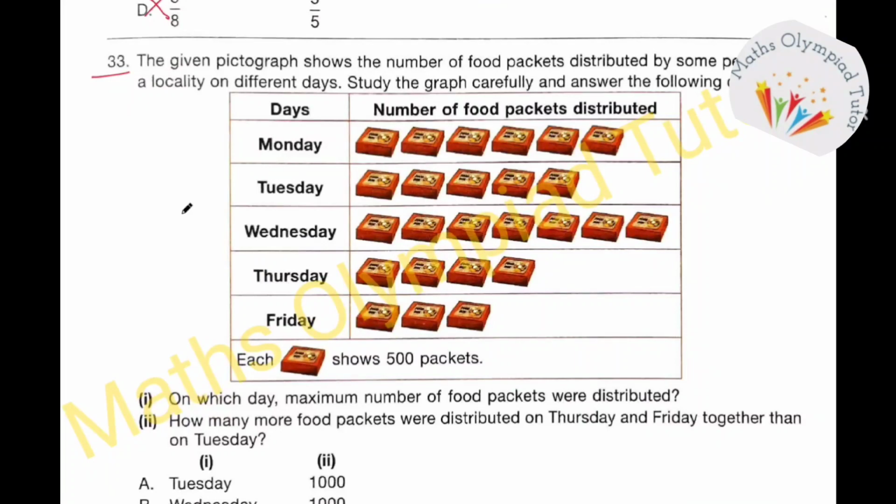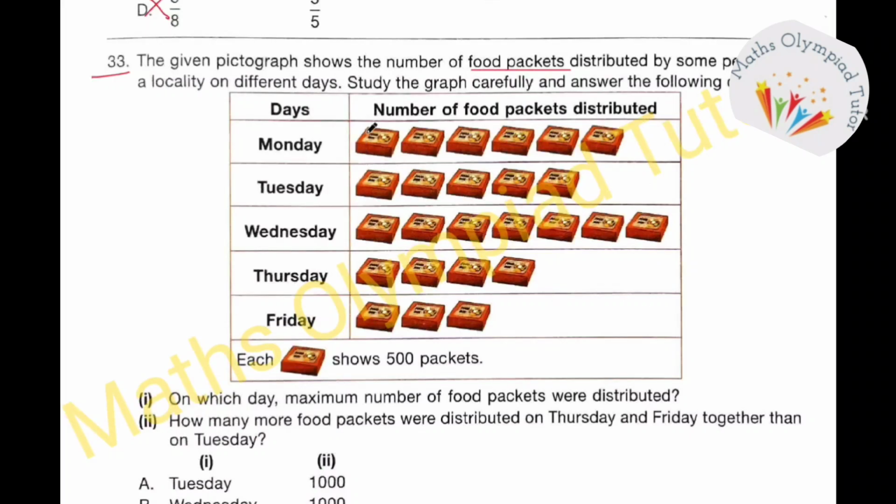Question 33 is a pictograph question. The given pictograph shows a number of food packets distributed by some persons of a locality on different days. We have to study the graph carefully and answer the following questions. Now on Monday, Tuesday, Wednesday, Thursday, Friday, these 5 days the data is given. In the second column we can see the number of food packets distributed.